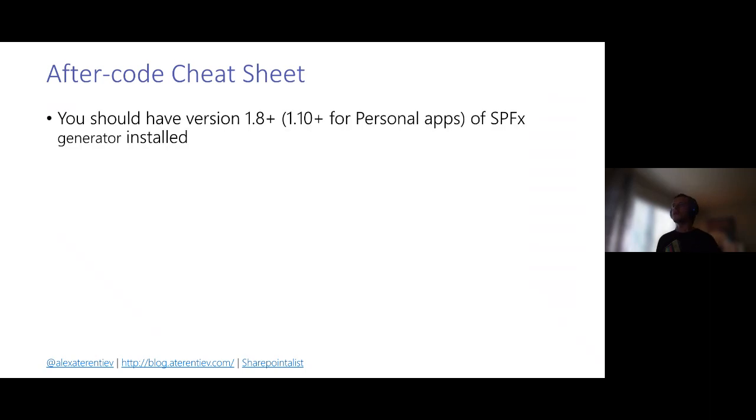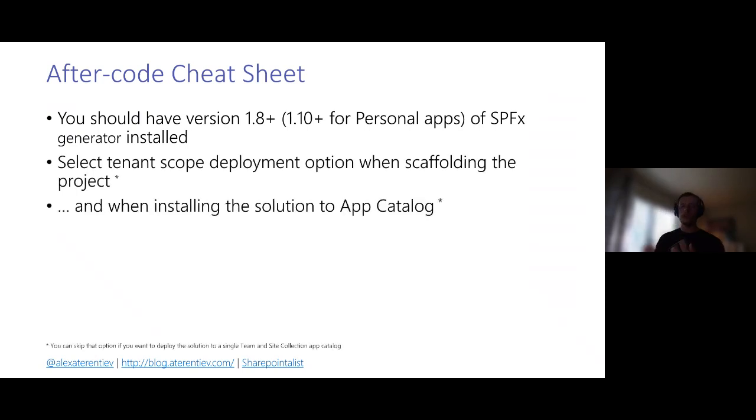So after code cheat sheet, some things that I want to mention before wrapping up. First of all, you need to have SharePoint Framework 1.8 or 1.10 generator installed on your machine if you want to use your SharePoint Framework solutions in Teams. So 1.8 is for Teams tab and 1.10 for personal apps. The second one, as I mentioned, you need to select tenant scope deployment option when you're scaffolding the project and also when the app is installed into the app catalog.